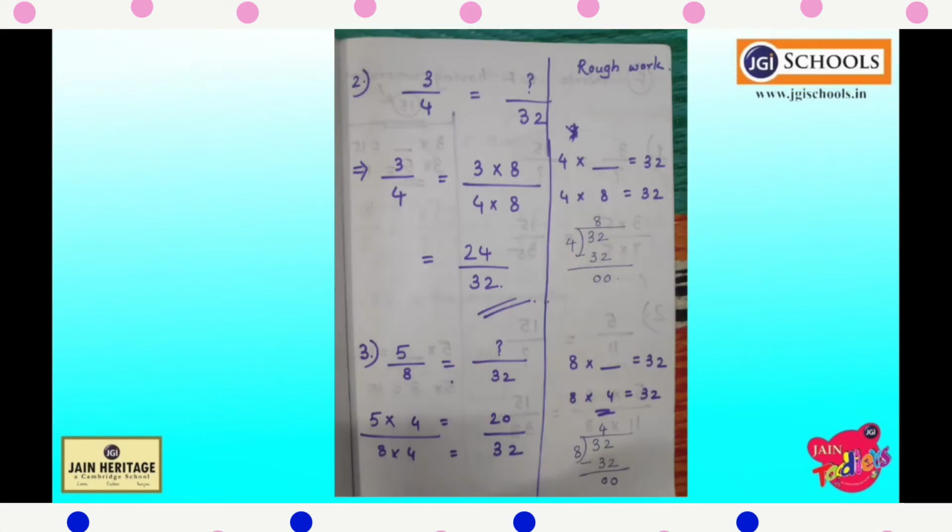Now similarly you have to solve the second and the third one also. You have to divide the denominator by the denominator, find the number, and multiply it in the numerator.